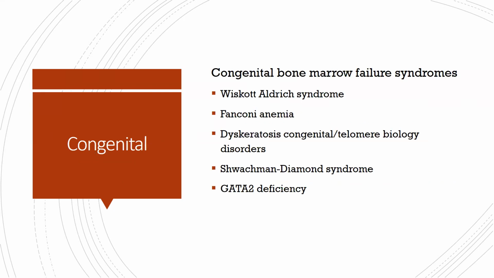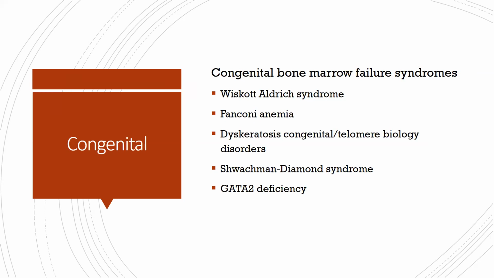So just a quick recap of what is Wiskott-Aldrich syndrome. So Wiskott-Aldrich syndrome is a combined B and T cell dysfunction. It's X-linked recessive, and it's characterized by recurrent bacterial infection, eczema, thrombocytopenia, and low IgM levels. And Fanconi anemia is autosomal recessive, and patients will present with short stature, thumb or radius abnormalities, or café-au-lait spots, which are associated with aplastic anemia as well.